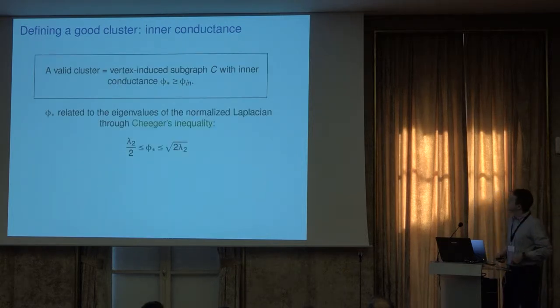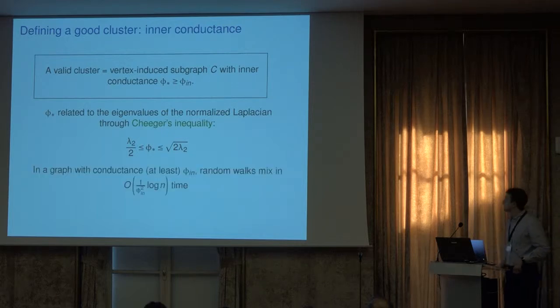Well, let me mention that the inner conductance of a cluster is related to the eigenvalues of the corresponding normalized Laplacian through Cheeger's inequality. And in graphs whose inner conductance is lower bounded by some parameter phi_in, random walks mix in at most 1 over phi squared times log n time. This will be important for our development.